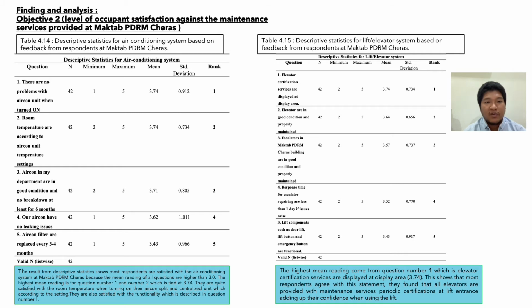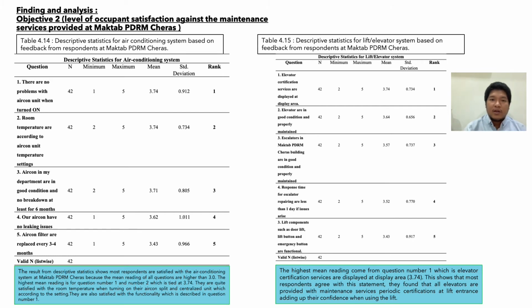Based on ranking, the thing they are most satisfied with is that there are no problems with the aircon unit when they turn it on. The lowest would be aircon filters are replaced every 3 to 4 months. Sometimes they see a maintenance worker replace the aircon filter, sometimes they don't see it for a long time, so they are not sure about it. That's why it came out number 5.